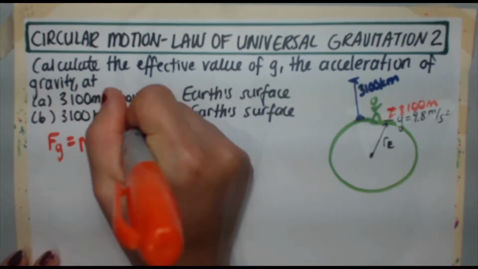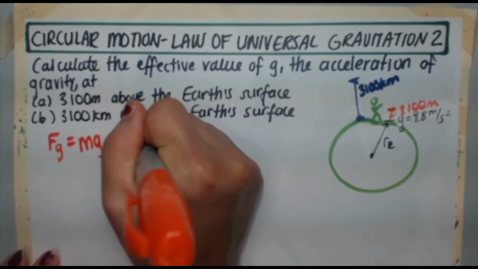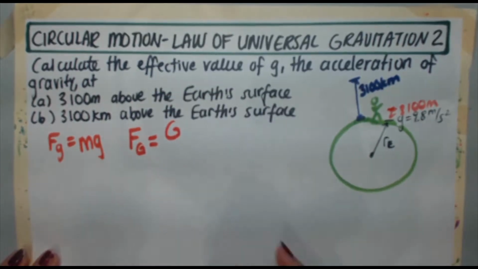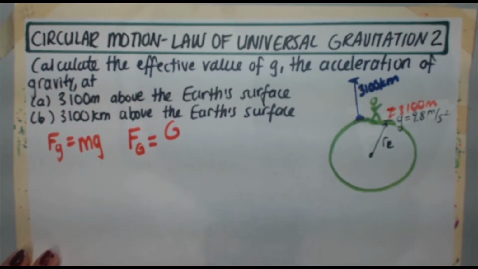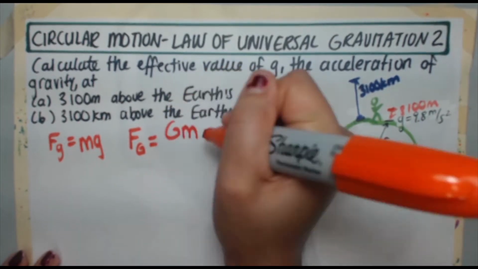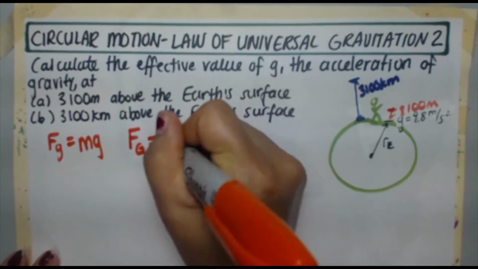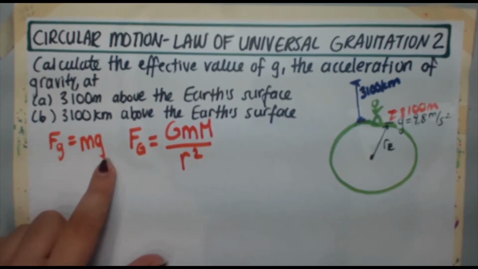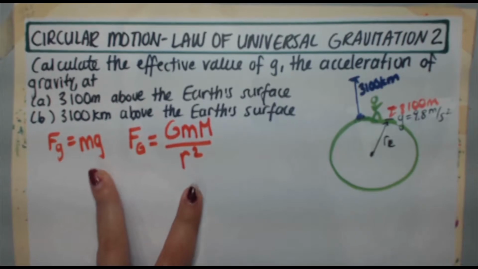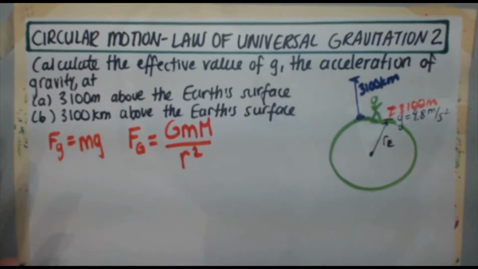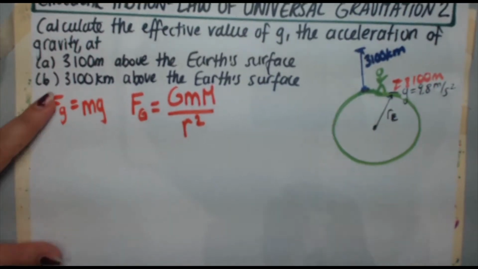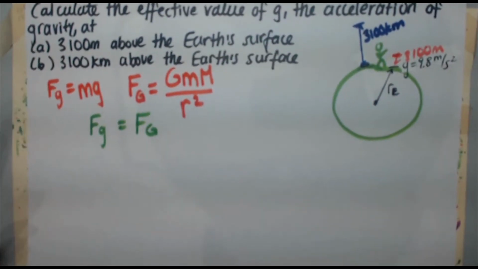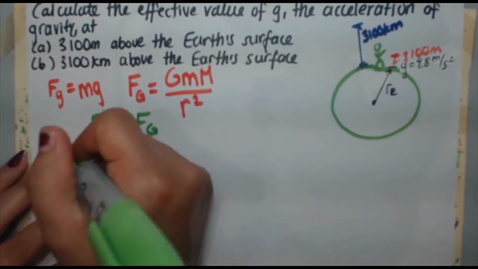Now, the law of universal gravitation tells us that to find the force of gravity between any two masses, you use this formula. You use the capital G, the universal gravitational constant, times the mass of one object times the mass of the other object divided by the distance between them squared. Now, if I'm looking for the acceleration due to gravity, all I have to do is equate these two equations and determine an expression for g. After all, force of gravity is force of gravity, right? We can set them equal to each other.